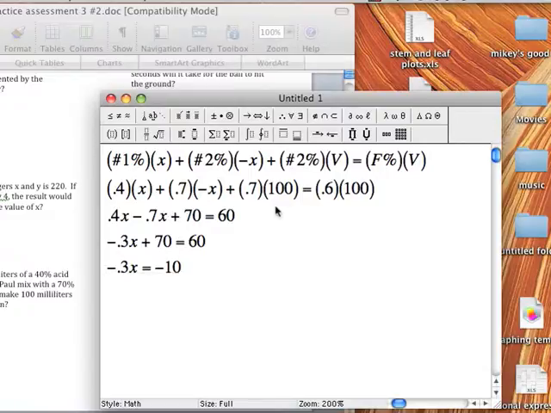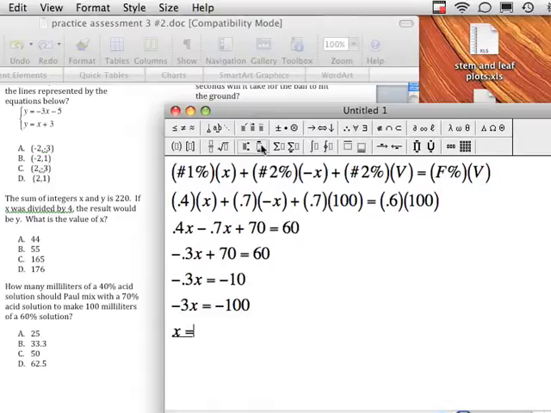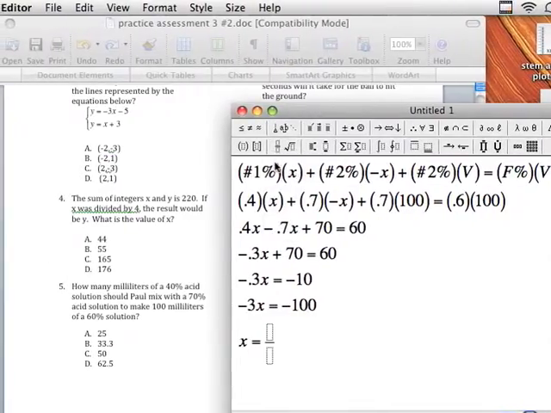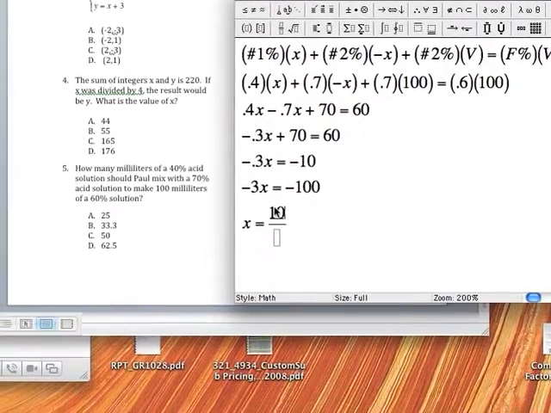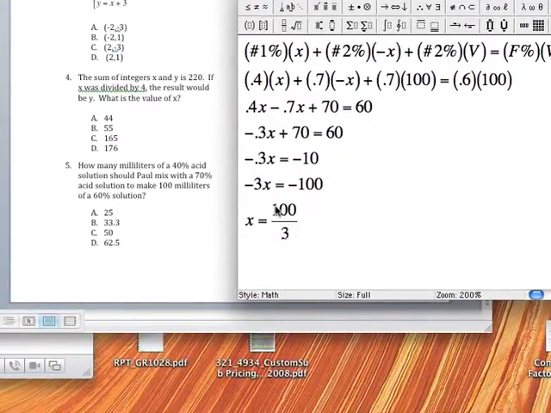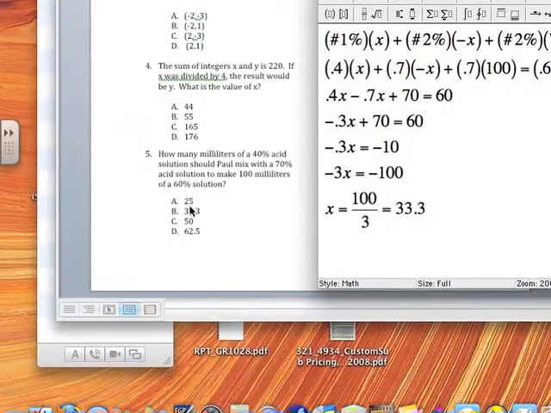Now, I have this decimal. I better get rid of it. I better multiply by 10 on both sides. So now if I do that, 10 times negative 0.3 would just be negative 3x. And 10 times negative 10 would be negative 100. And if I divide by 3 on both sides, I'll have x equals 100 over 3. And that's equal to about 33.3. And sure enough, that's letter B. Alright, I hope this helps.